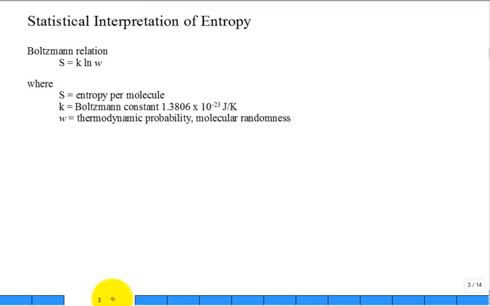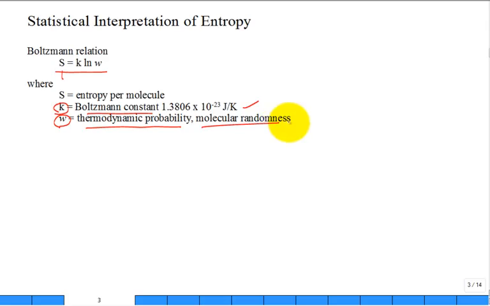I did mention trying to give you some insight into what entropy is as a property. It's a measure of molecular disorder, randomness, chaos, or something. But I avoid the word chaos, just randomness. Well, there's a Boltzmann relation. This is a very simple expression developed many years ago by Boltzmann, where S, the entropy, is equal to k, the Boltzmann constant, there it is, the value of it, times the natural log of W, which is the thermodynamic probability. It's a measure of the molecular randomness.